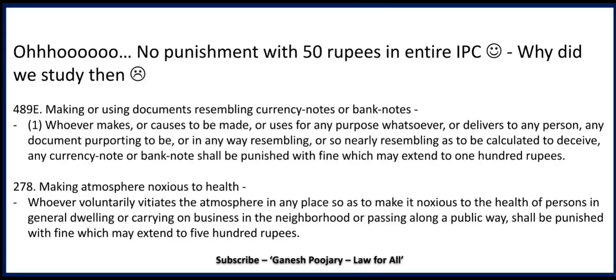Coming to the last part, where the punishment is fine only and the fine is more than 100 rupees. You can get a lot of provisions like that, and I have taken one example, that is section 278, where we are discussing making atmosphere noxious to health. Here the punishment is fine which may extend to 500 rupees, and if anyone defaulted making payment of such fine, the imprisonment can go up to 6 months, which is the maximum limit. I hope I am repeating it very clearly, because I need you guys to understand that these are maximum limits. So here the maximum imprisonment can be simple imprisonment of 6 months. I hope that is very clear.